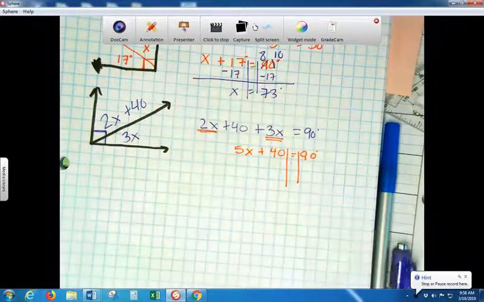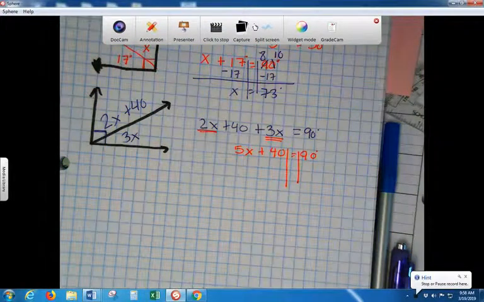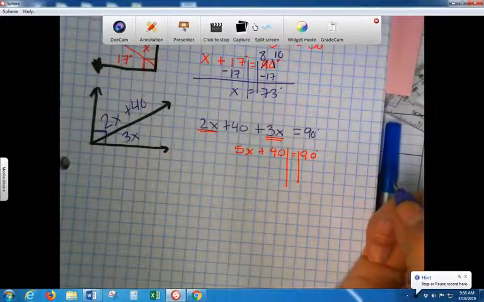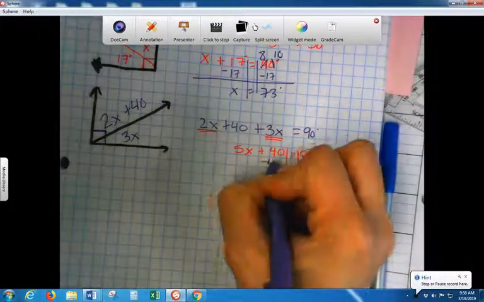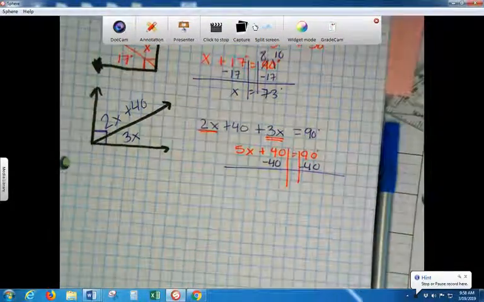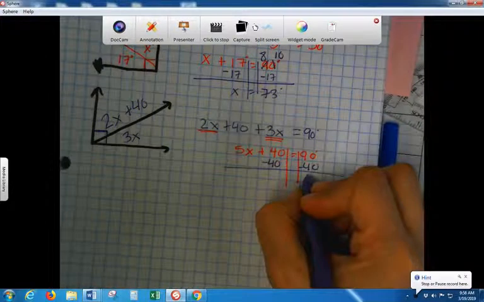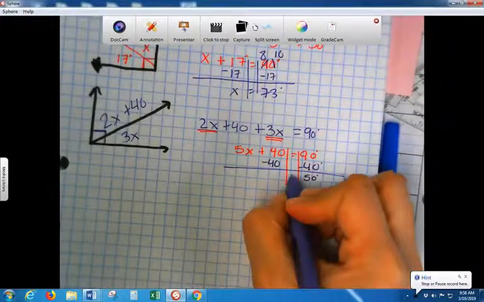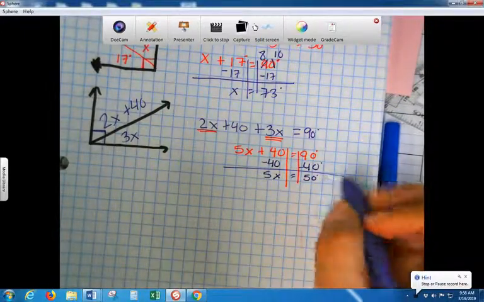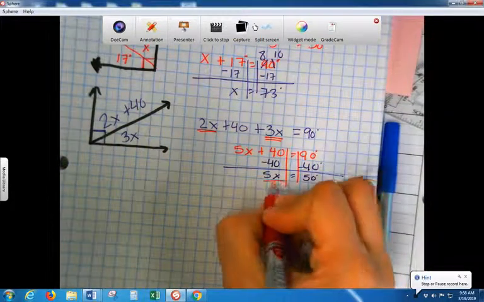All right, take it one step further. So, what do I do first? You subtract 40. Show your work. What's 90 minus 40? 50. Write this down. It looks complicated, but if you stay with me, it won't be. What's left on this side? 5x. How do I get rid of the 5x? Nice. You see how it's coming back to you?